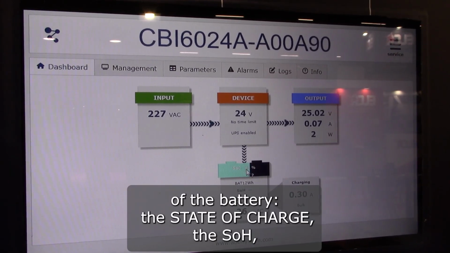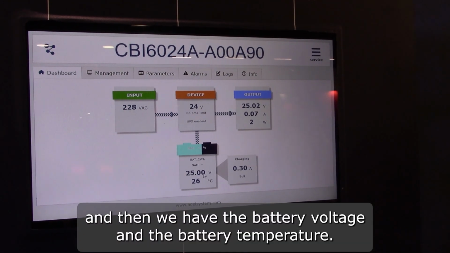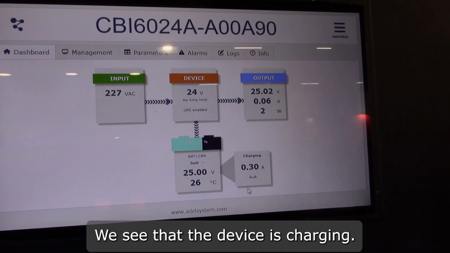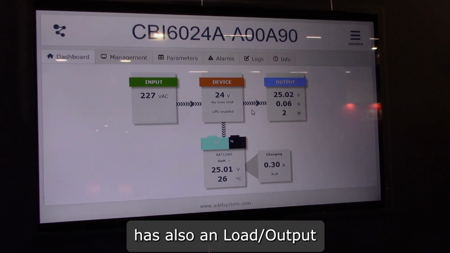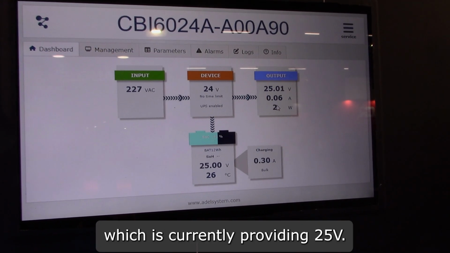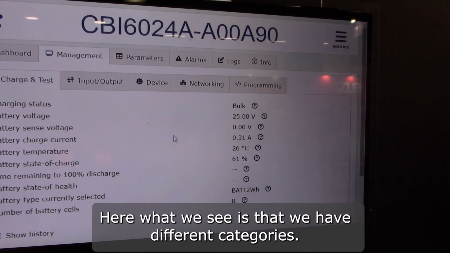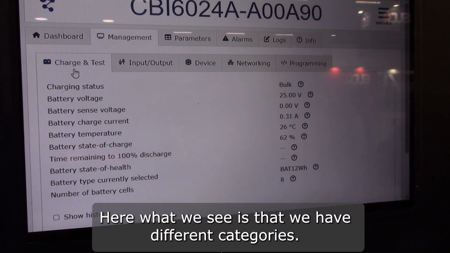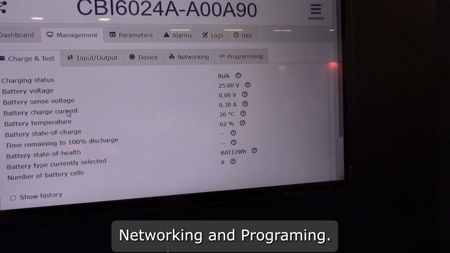We see the state of charge, the SOH, and then we have the battery voltage and the battery temperature. We see that the device is charging. The device also has a load output, which is currently providing 25 volts. And here what we see is that we have different categories. We have charge and test, input output, device, networking and programming.